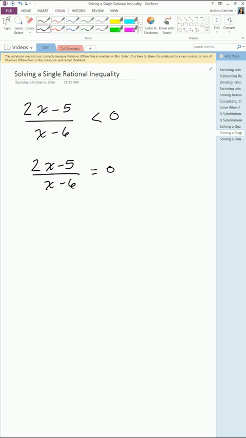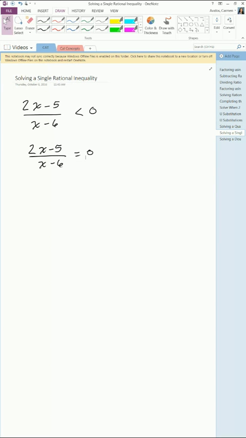One of the things that you need to know is this: if I want to get rid of the denominator, when I multiply both sides, it's going to be 2x minus 5, and I multiply this by x minus 6, because let's say that we wanted to get rid of the fractions. We really don't right now, but if we did, this would cancel out, and this is still going to be 0. So then you're going to get 2x minus 5 is equal to 0.